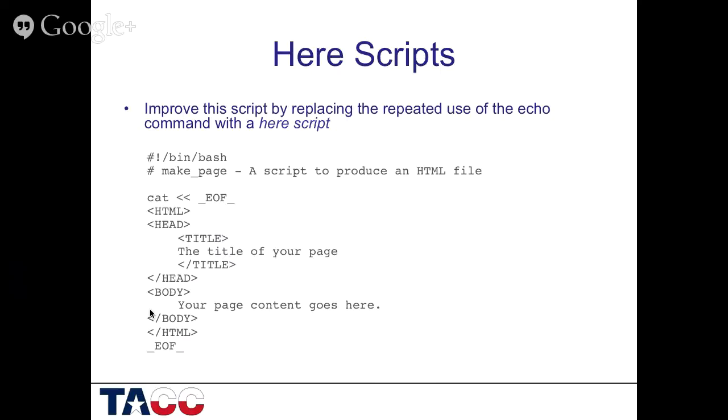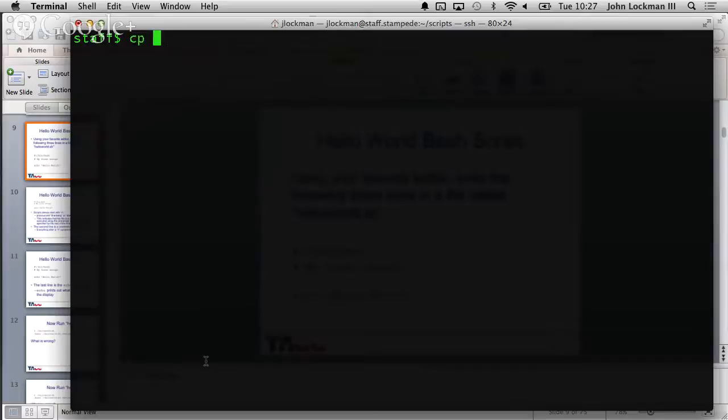So instead of writing echo all the time, we can say, just cat this until some token, the end of file, and then just type all the stuff in here as I want it. Let's go ahead and make a copy of your existing one and call it, maybe, new or better make page. Mine's called one make page. You could have called it whatever you wanted. You type the original name, then a space, then a new name. That's just making a copy of that file so that I have two versions of it.